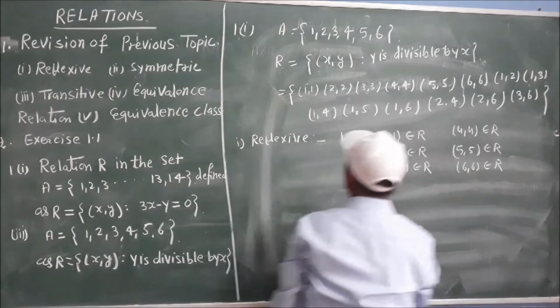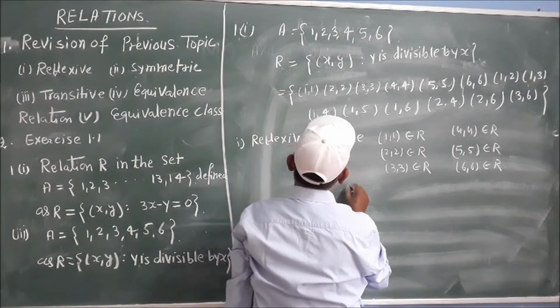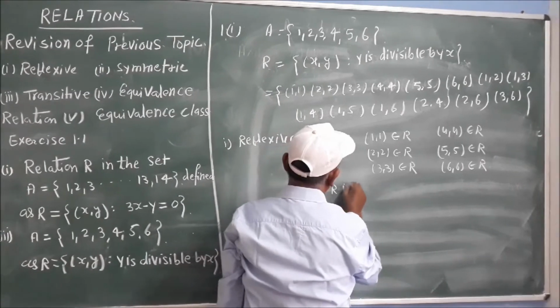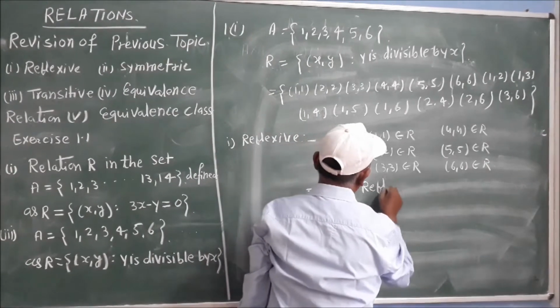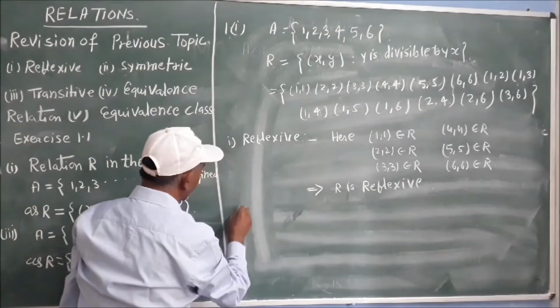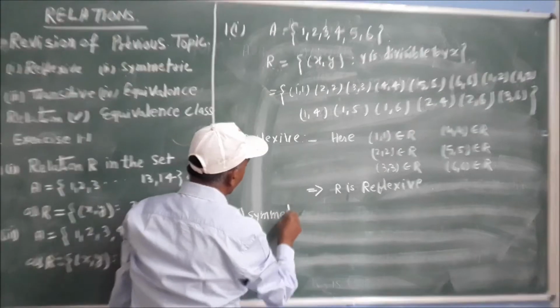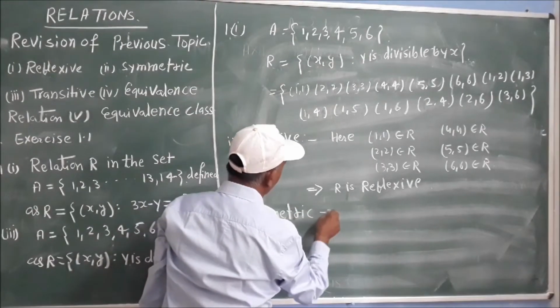So we can say that this implies that R is reflexive. And after that, second, we have to check whether it is symmetric or not. Does it follow the symmetric property or not?